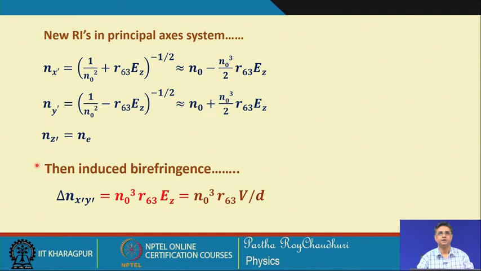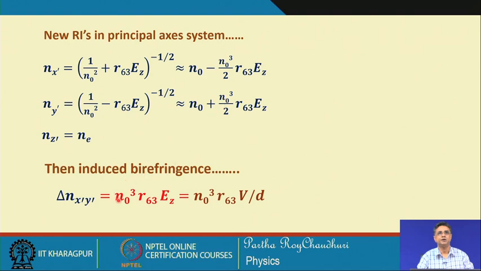So, the induced birefringence in this case, when you have an electric field acting along the z direction and the light is also propagating along the z direction, then there will be changes in n x and n y, which will appear as n x dash and n y dash with a rotation by 45 degrees. For the induced birefringence, I just have to take the difference of this.